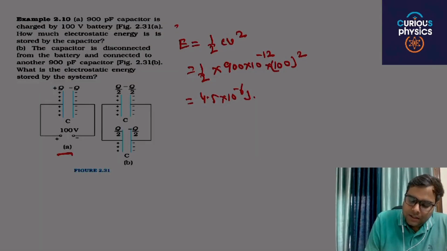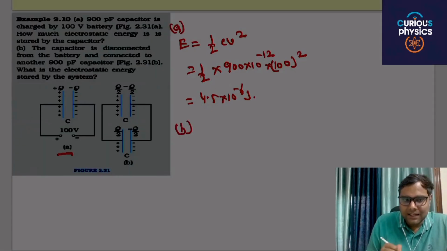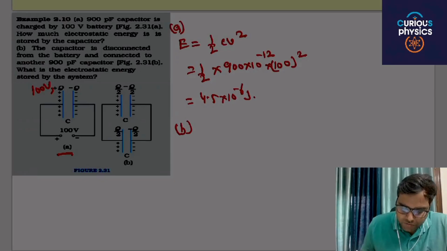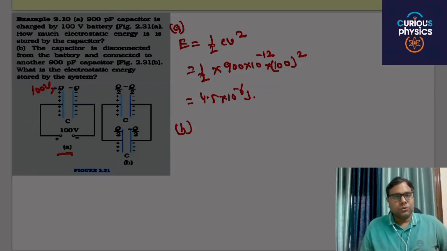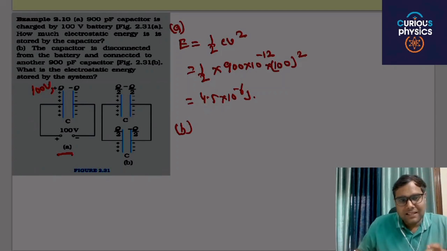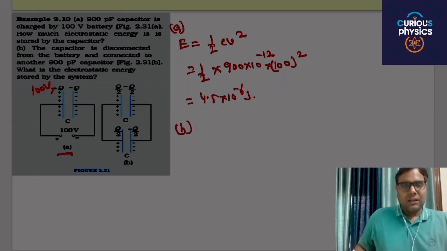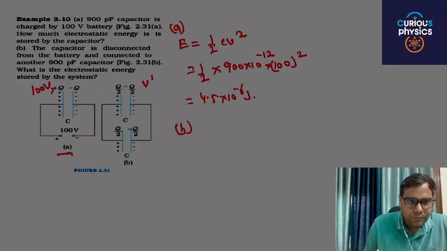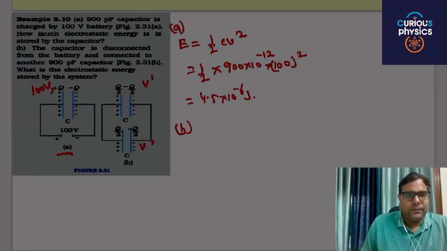So in case B, if the battery is disconnected, then the initial condition is 100 volt, the capacitance is C, and the charge will be plus Q and minus Q. But if you connect a similar capacitor to this capacitor, then the new potential will be, let's say, V dash.